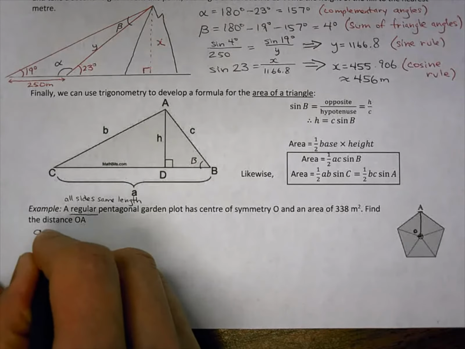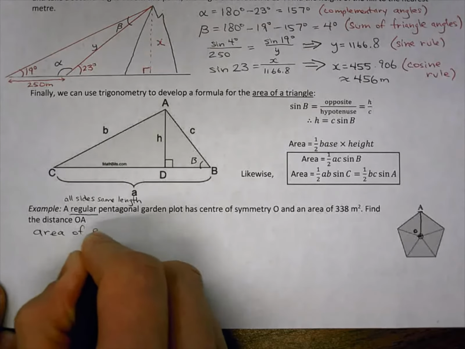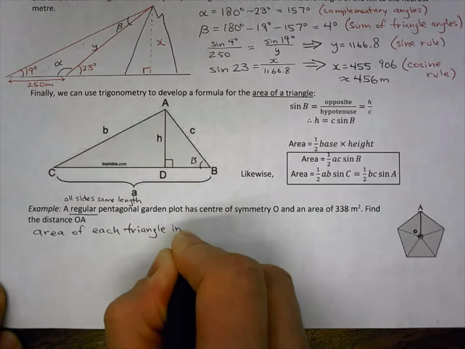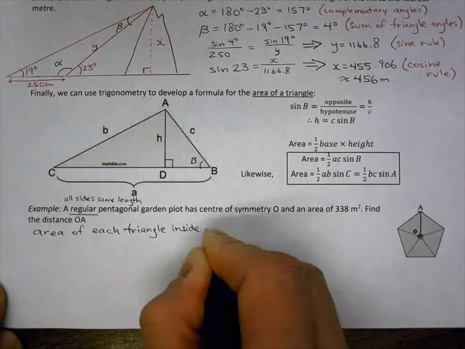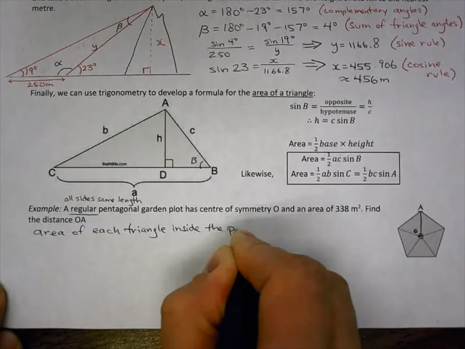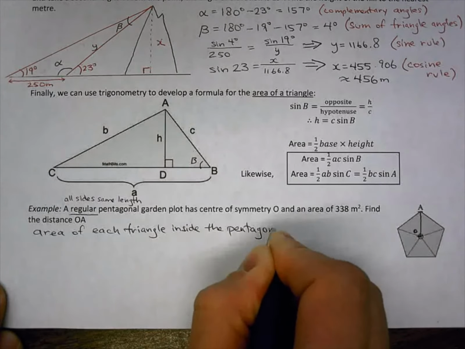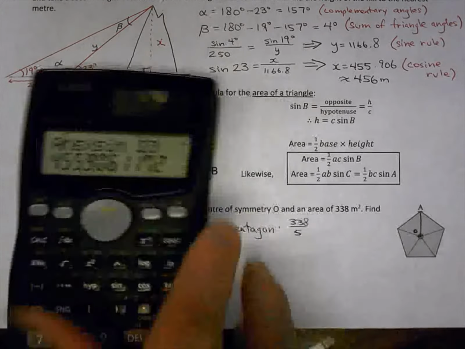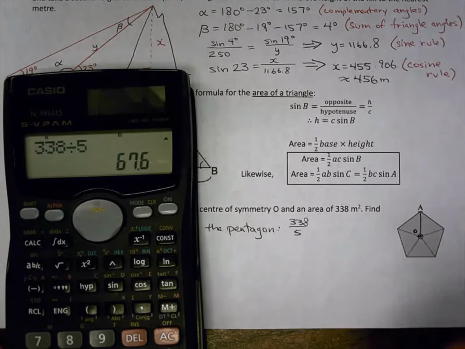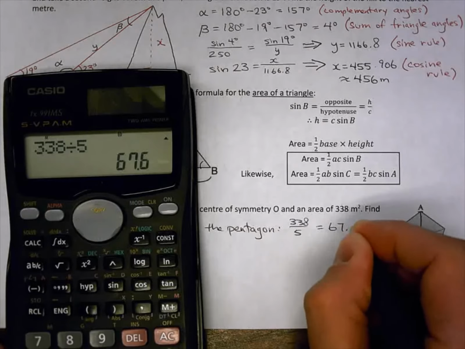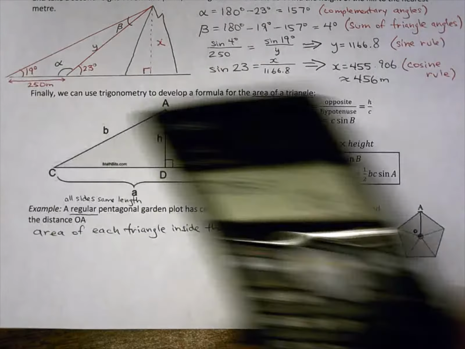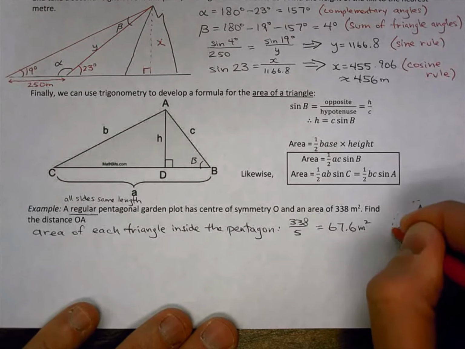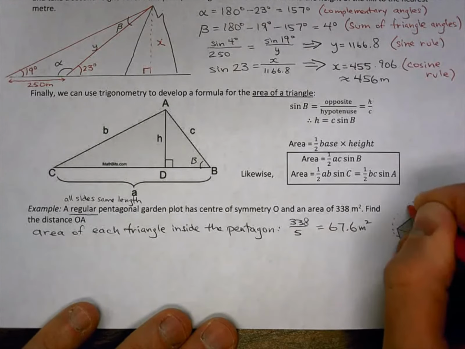So we could say that the area of each triangle inside the pentagon is 338 divided by 5. So that gives me 67.6 meters squared.